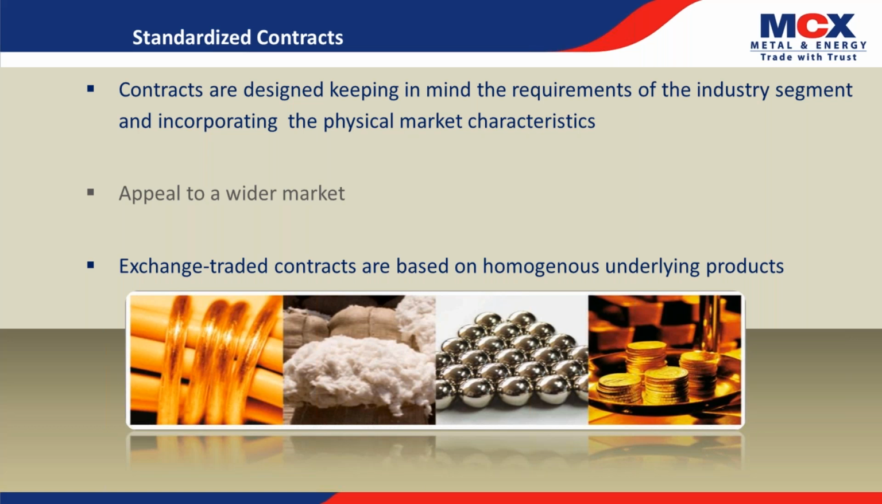Exchange traded contracts are based on homogeneous underlying products. In other words, when you're trading in exchange traded derivatives, the underlying is homogeneous, and that means when the contract comes to an end and you opt for delivery, there should not be much difference or difficulty in trying to differentiate between different qualities, and hence the quality should be generally homogeneous in nature.